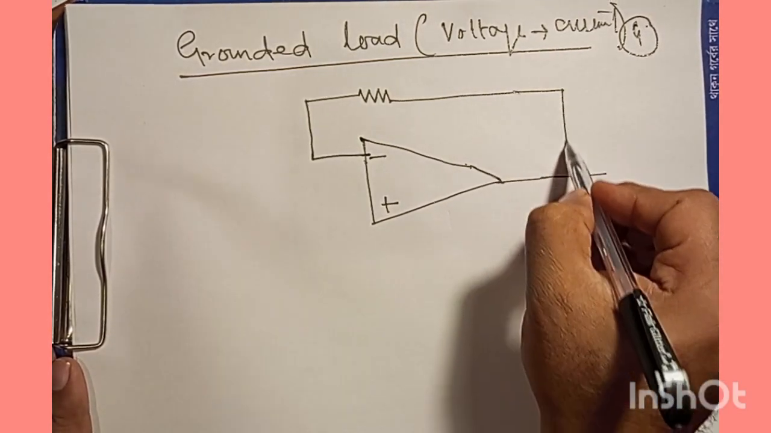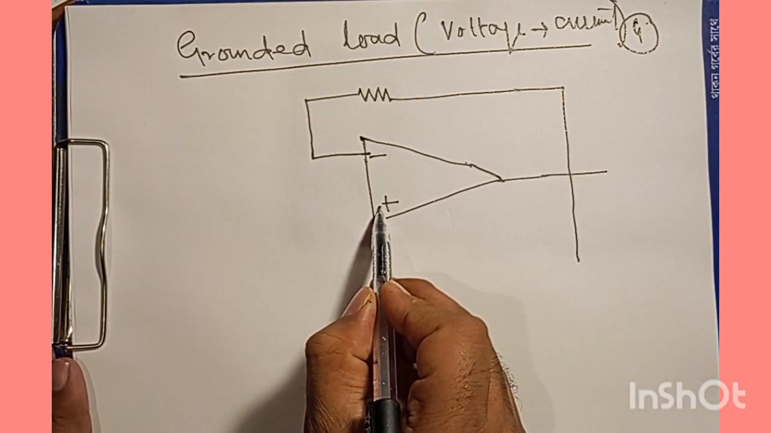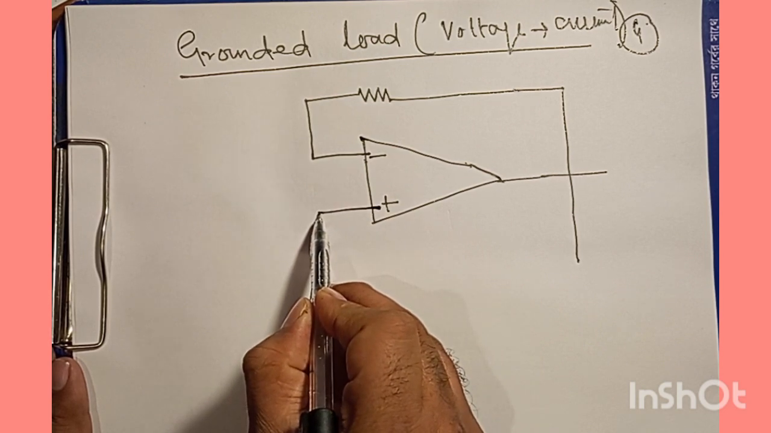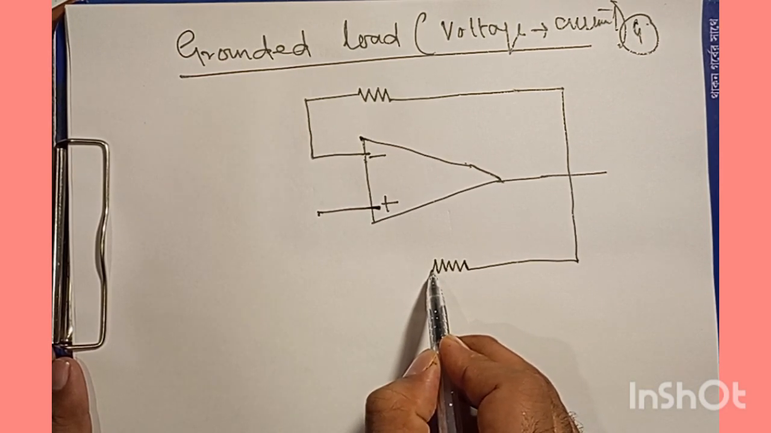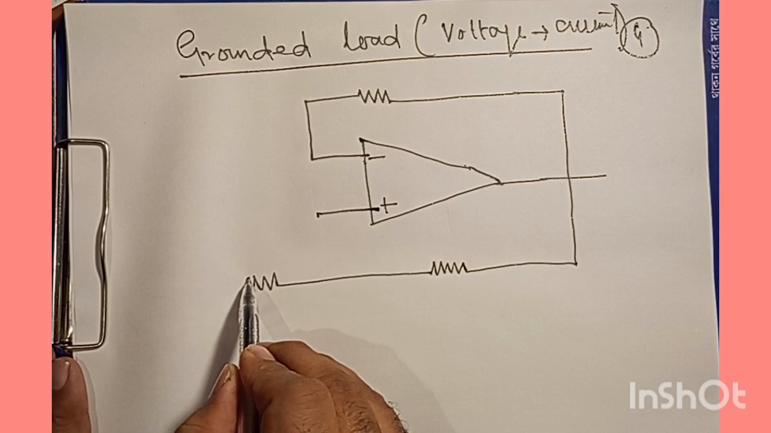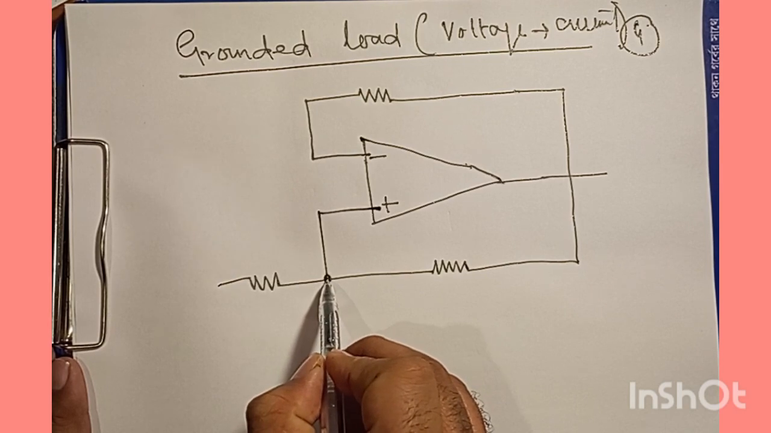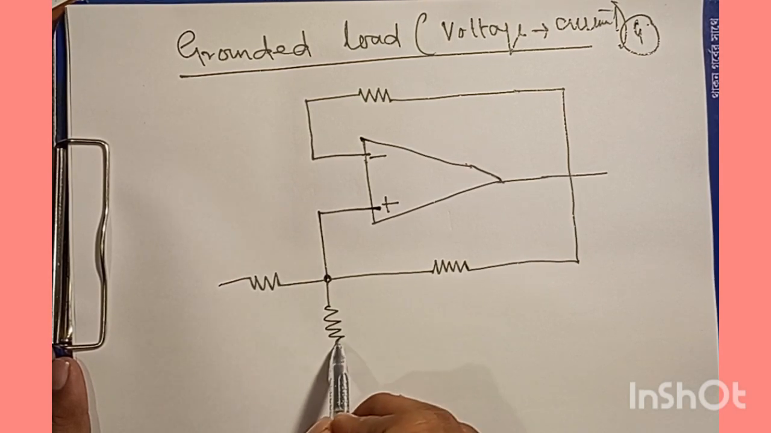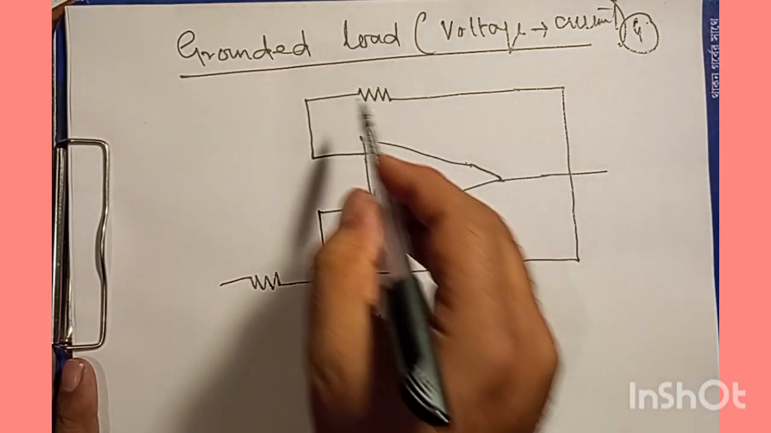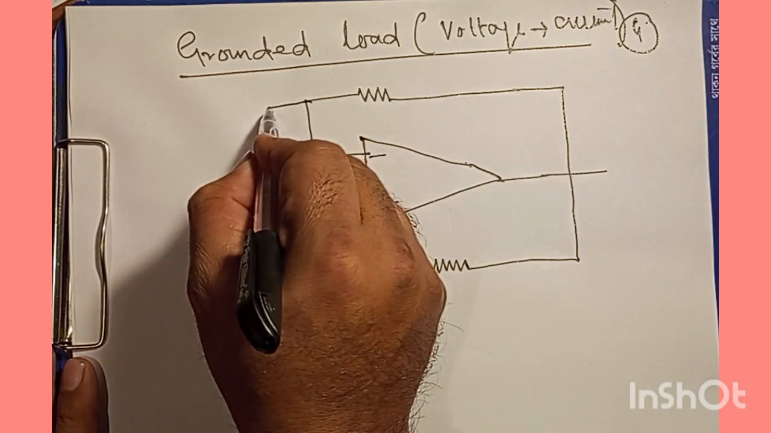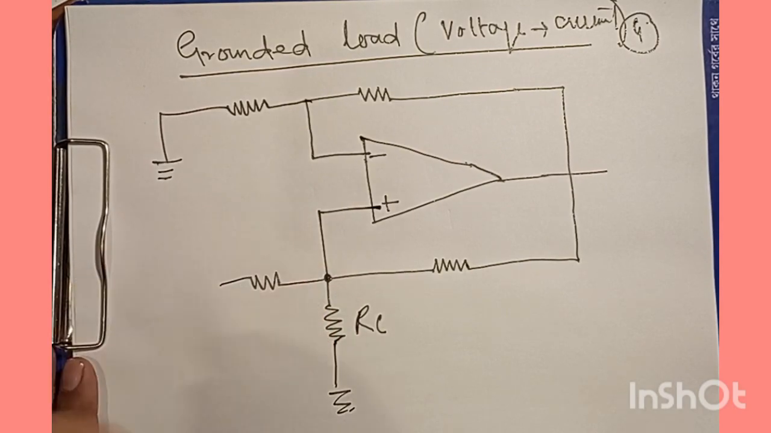Okay, so let me cross it here. Then we have the non-inverting terminal here, and let me move like this. We have another resistance here, and then let's cross it. Then I have another resistance here, and from here I will cross this point. Then I have the load resistance here, and we have the ground here, and from here we can think of another resistance, and then we have a ground here.